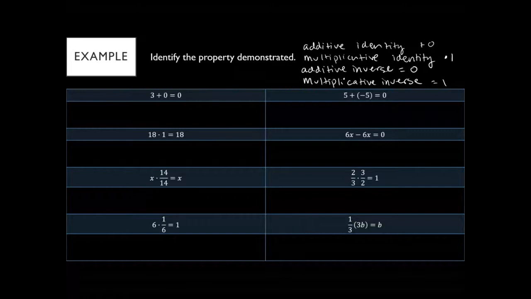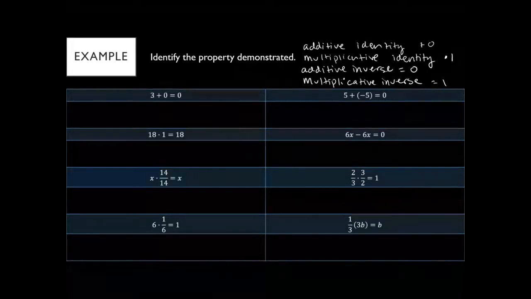So let's just look at the first row that we've got. I've got 3 plus 0 equals 0, and then 5 plus negative 5 equals 0. So let's look at 3 plus 0 equals, oh, that's a typo. 3 plus 0 does not equal 0. I was looking at that, like, wait a minute, I typed that wrong. It's supposed to be 3 plus 0 equals 3, because otherwise that doesn't make any sense.